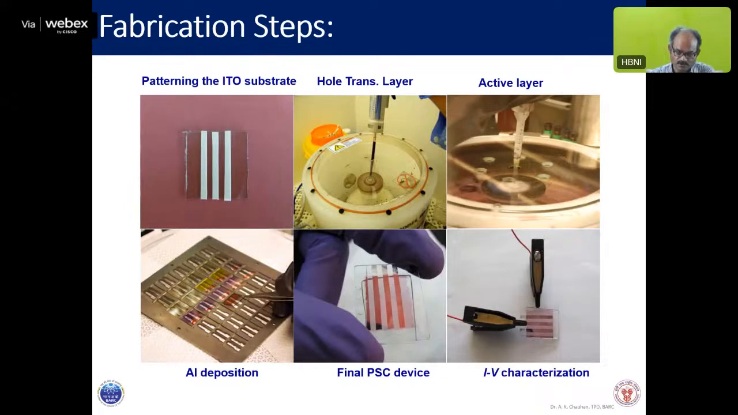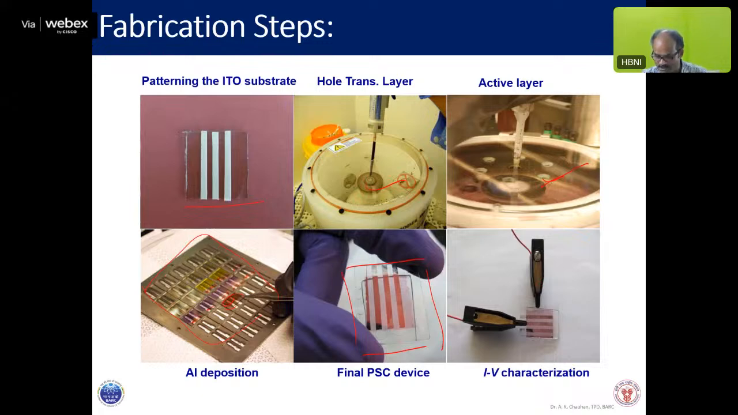These are actual photographs of typical patterning, then spin coating, then deposition of the active layer using spin coating only. Then this is for aluminum deposition. You have a mask here, over this you have placed the devices here. Then you will get a final PSC device like this. Small devices, these are experimental devices.